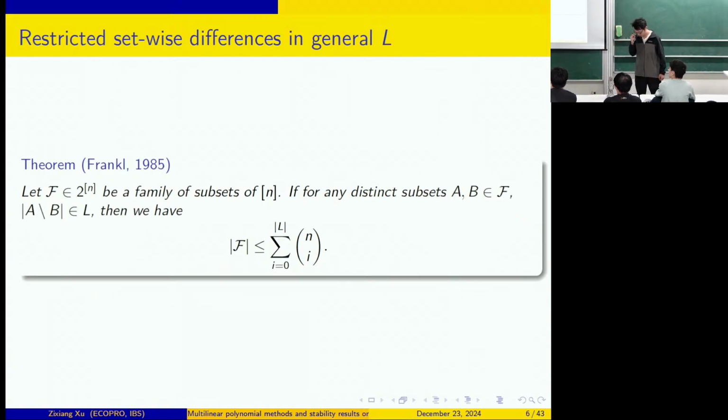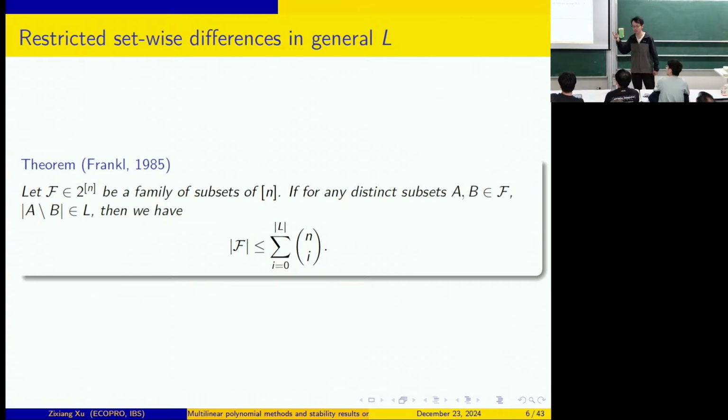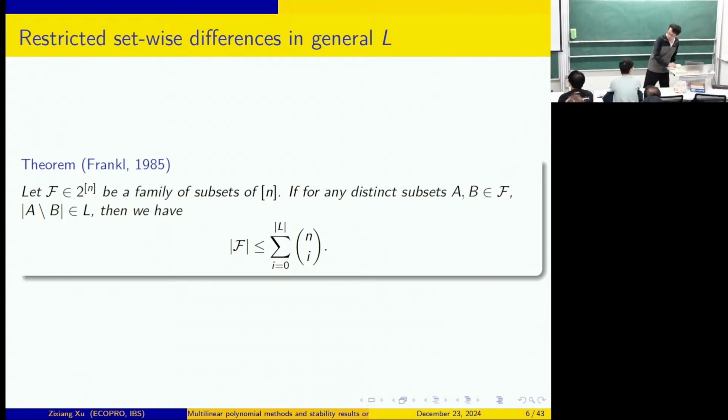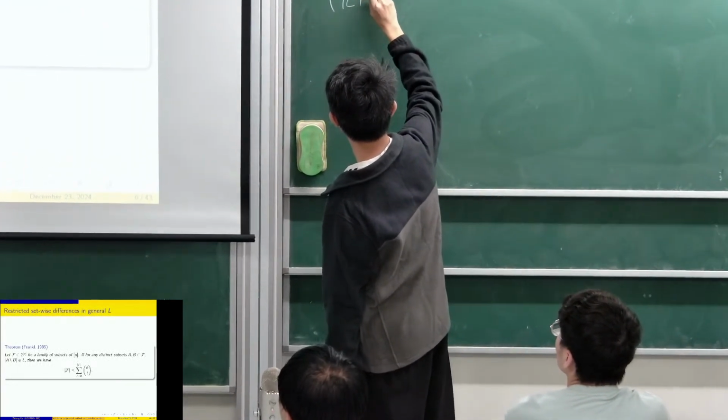One can also ask the same question: in Sperner's theorem we require the one-side difference to be non-empty, and suppose the size of the one-side difference belongs to some specific subset L. Then Frankl also showed a similar upper bound of this form, which also comes from the linear algebraic method. Actually, there's a conjecture which remains open, Frankl's conjecture, that this upper bound can be improved to n choose L.